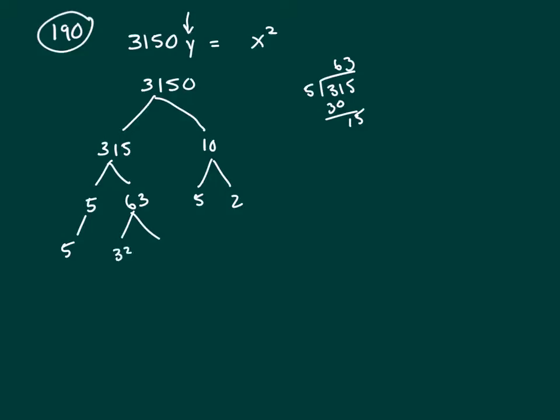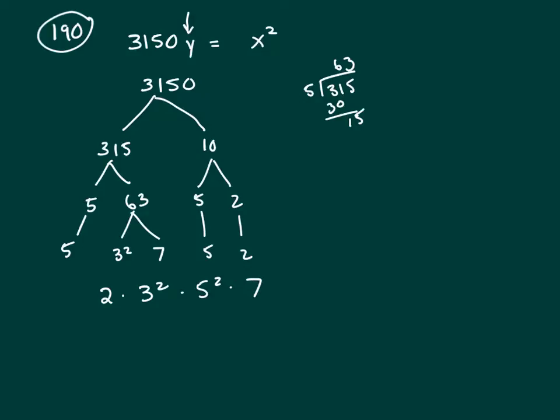9 is 3 squared times 7. And I've got my 5 and my 2. So what have I got here? 3150 is a 2, a 3 squared, a 5 squared, and a 7.